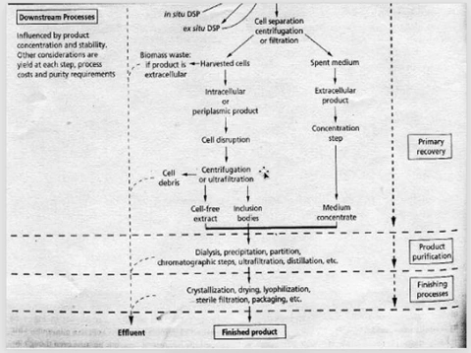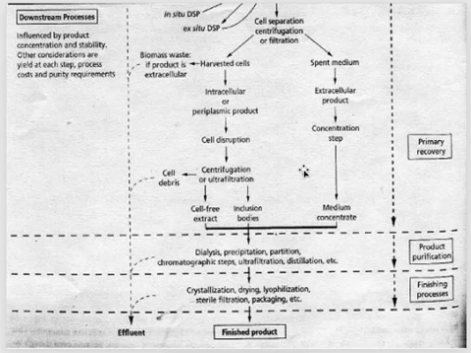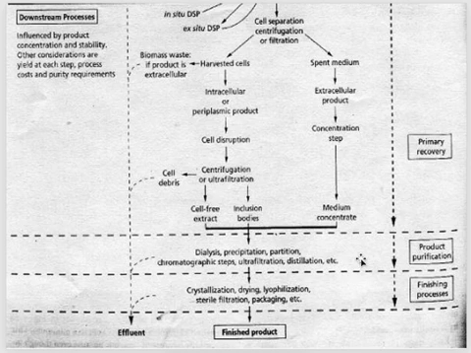So you harvested your products. Now you need to purify them. How can you purify them? You can use different methods: dialysis, precipitation, partition, chromatographic steps, ultrafiltration, distillation, etc. Which method you are going to use depends on your product, on what type of product you are going to purify. Depending on that, you have to choose what kind of purification method you will use.